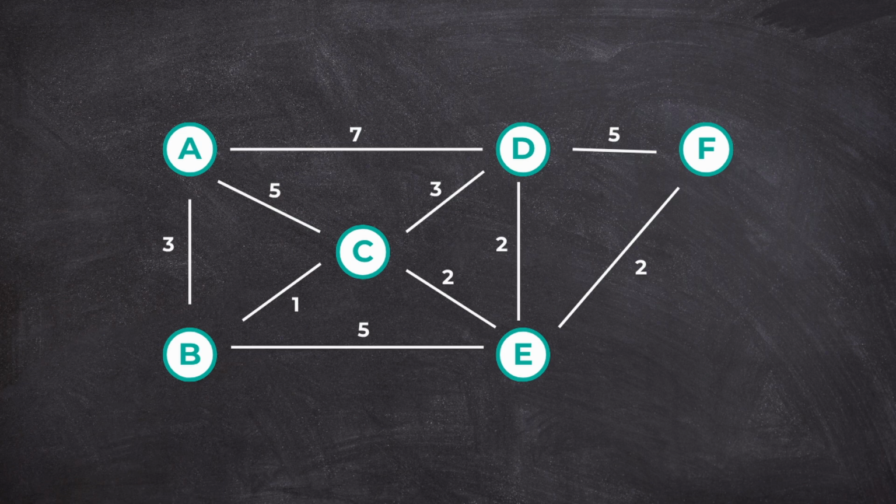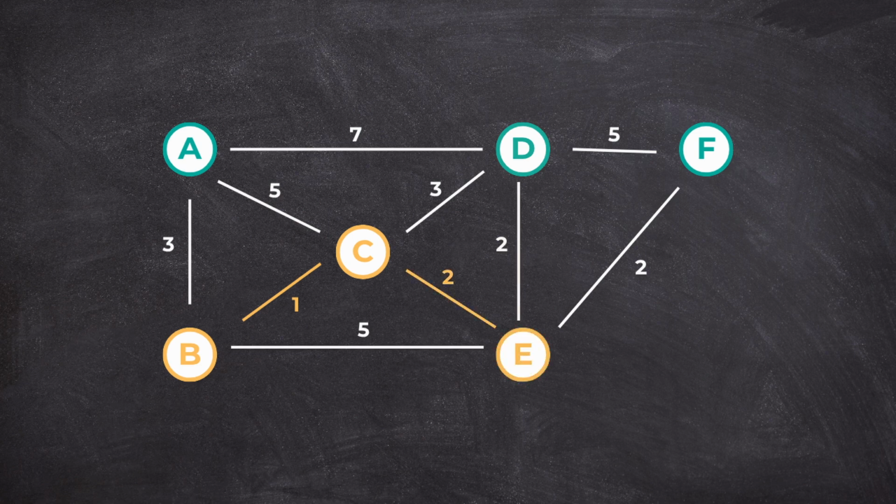To start, we pick the smallest edge. In this case, the smallest edge is BC with weight 1. We repeat this process without creating a cycle. Now notice there are 3 edges with weight 2. You can choose any of these edges as long as it's not creating a cycle.